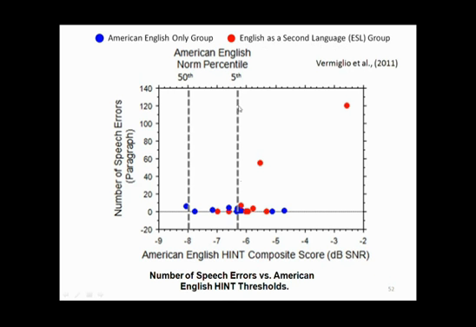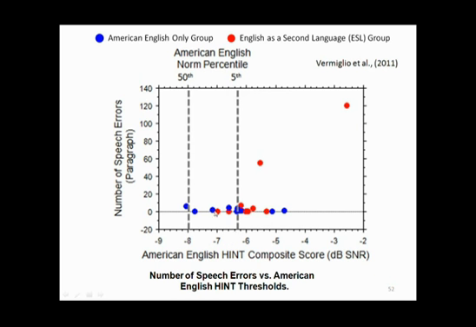And look at the data. This is the 5th percentile for the HINT norms. This is the 50th percentile. Almost all, about 80%, so 8 out of the 10 of the Spanish speakers who spoke English as a second language, all of them fell below the 5th percentile.